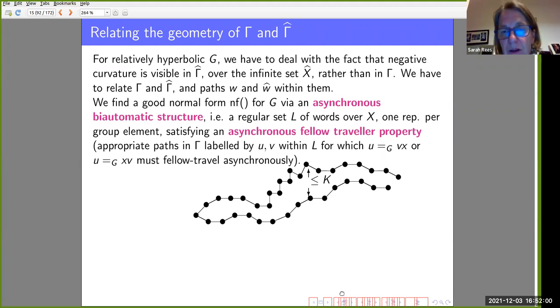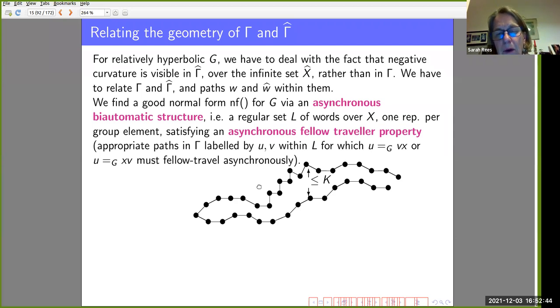This is supposed to be a picture of the asynchronous fellow traveler property. Okay, I've got a couple of words that are in a nice regular language that covers the group. And I'm showing two words here that go from the identity in the Cayley graph to neighboring vertices. And you can see they stay close to each other, but they stay close to each other asynchronously because the word on the top is rather longer than the word on the bottom, but it still stays close to it if it moves faster. If you move faster along the top word than along the bottom word, you can keep the two words in track, in sync, right? So you move asynchronously through the two words and they stay close together, okay?